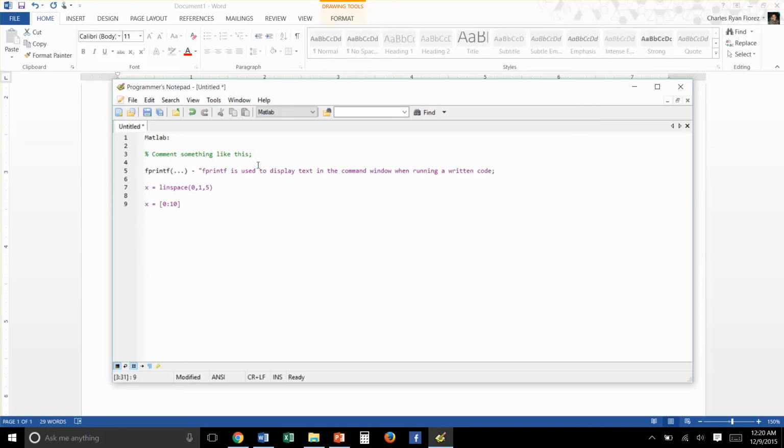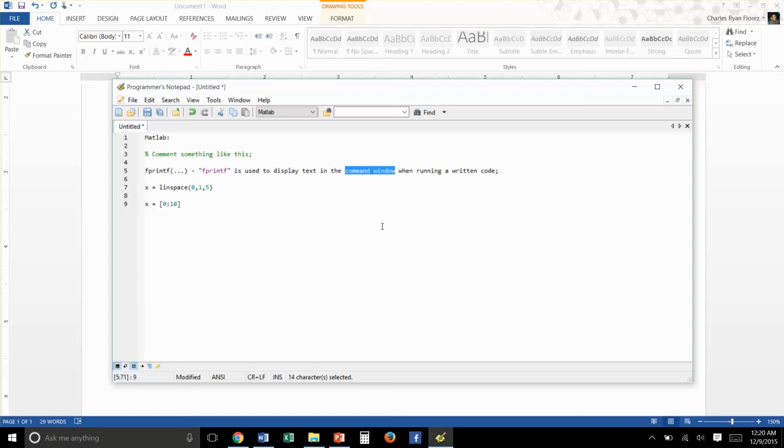So the next thing that you might want to remember is fprintf. I don't know if you guys use this specifically, but fprintf is usually used to display text in the command window when you're running a code. When you finish writing your code, the majority of times the result will be displayed in the command window versus in the script window, which is the window that contains all your code.